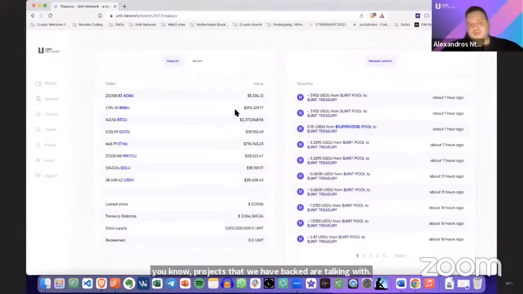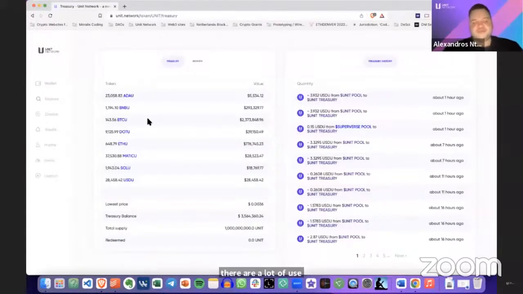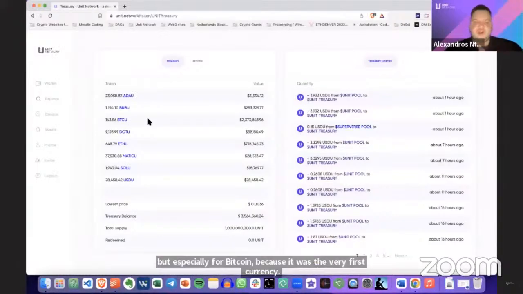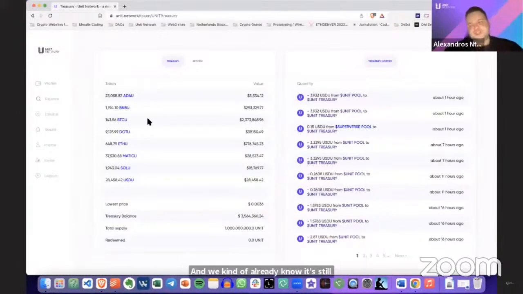I do not believe they're going to zero because they're valuable projects, and especially Bitcoin, I do not see it ever going to zero, despite what most economists say and what most older people say, because there are a lot of use cases for all of these tokens, but especially for Bitcoin, because it was the very first currency and we already know its token economics. It's created in such a way that its price would always go up, let's say after 4 years.